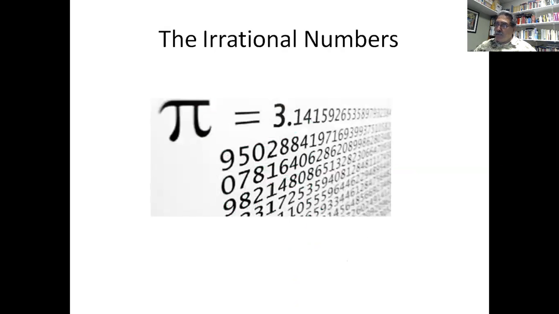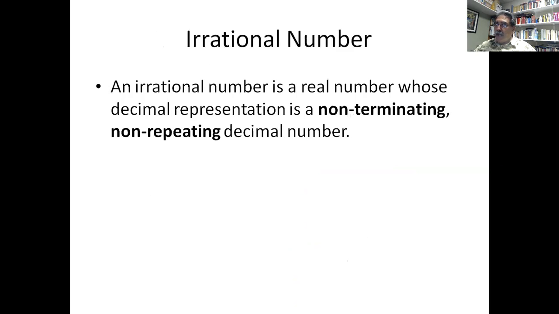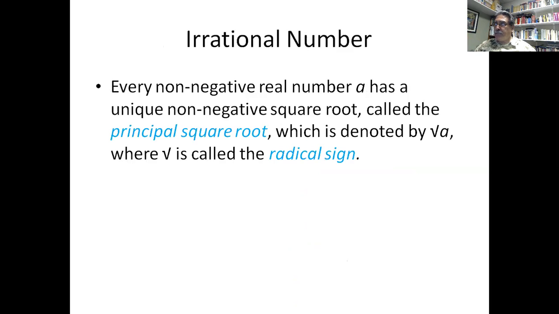The irrational number, which is the famous one, is pi. An irrational number is a real number whose decimal representation is non-terminating and non-repeating decimal number. Keeps going. Every non-negative real number a has a unique non-negative square root called the principal square root, which is denoted by the sign of a square root a, where this is the radical sign. They call it the radical.